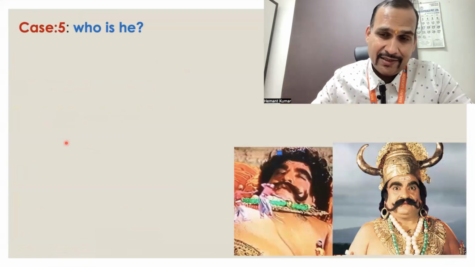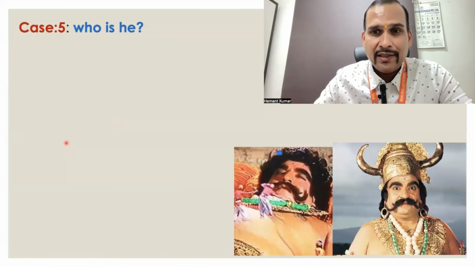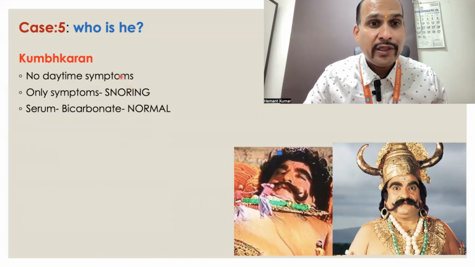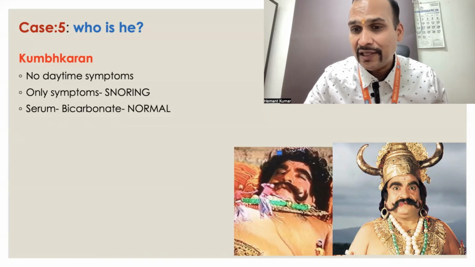Now, this is my last case, and I hope everybody must have seen the Ramayana, at least this man. So, who is he? He is Kumbhkarna. Okay, so he had a curse that he will sleep for 6 months, and another 6 months he will enjoy. So you must have seen that while sleeping he was snoring. Okay, so there was no daytime symptom because he was sleeping 6 months. For 6 months he was wide awake. He was doing everything. He was very happy while he is in the awake state.